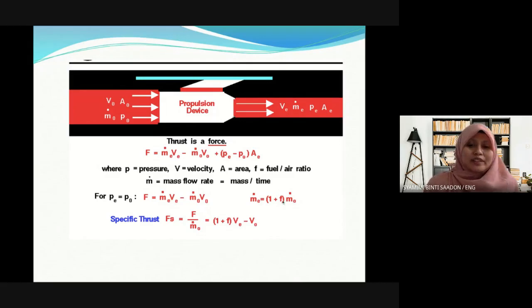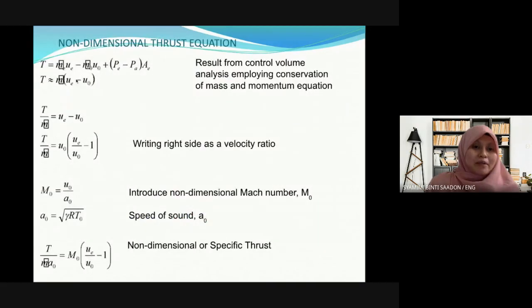So this term is close to being negligible. So we can neglect this term sometimes to simplify. Even though it is not the exact value, we simplify because we know that the fuel ratio will be very, very small compared to the air mass flow rate. So we neglect this term. That's why we get only ME equals to MO or MA, the mass flow rate. It means that we assume the mass flow rate is the same.